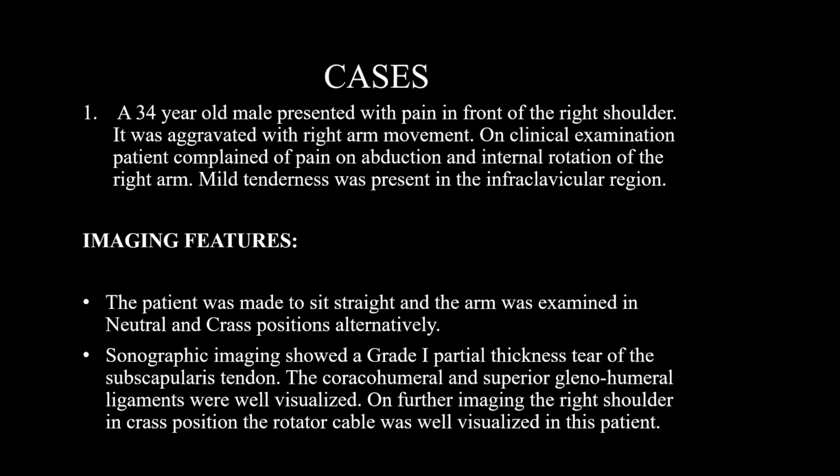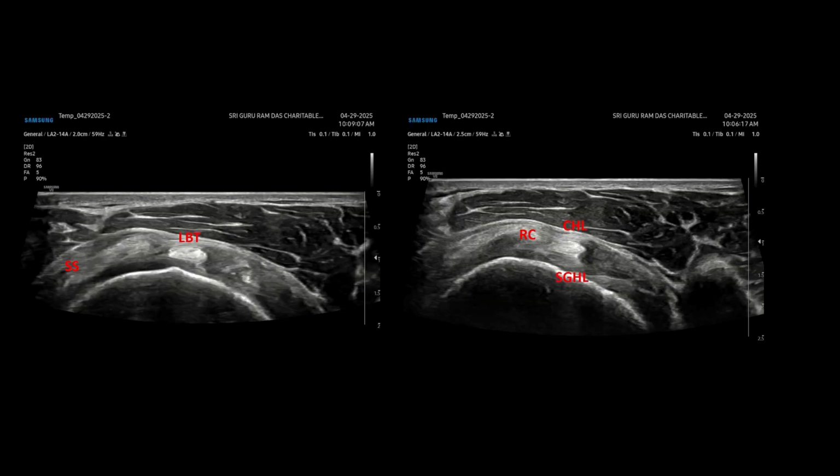Imaging technique: the patient was made to sit straight and the arm was examined in neutral and cross positions alternatively. Sonographic imaging showed a grade 1 partial tear of the subscapularis tendon. The coracohumeral and superior glenohumeral ligaments were well visualized. On further imaging of the right shoulder in cross position, the rotator cable was well visualized in this patient, as you can see in the sonographic images.